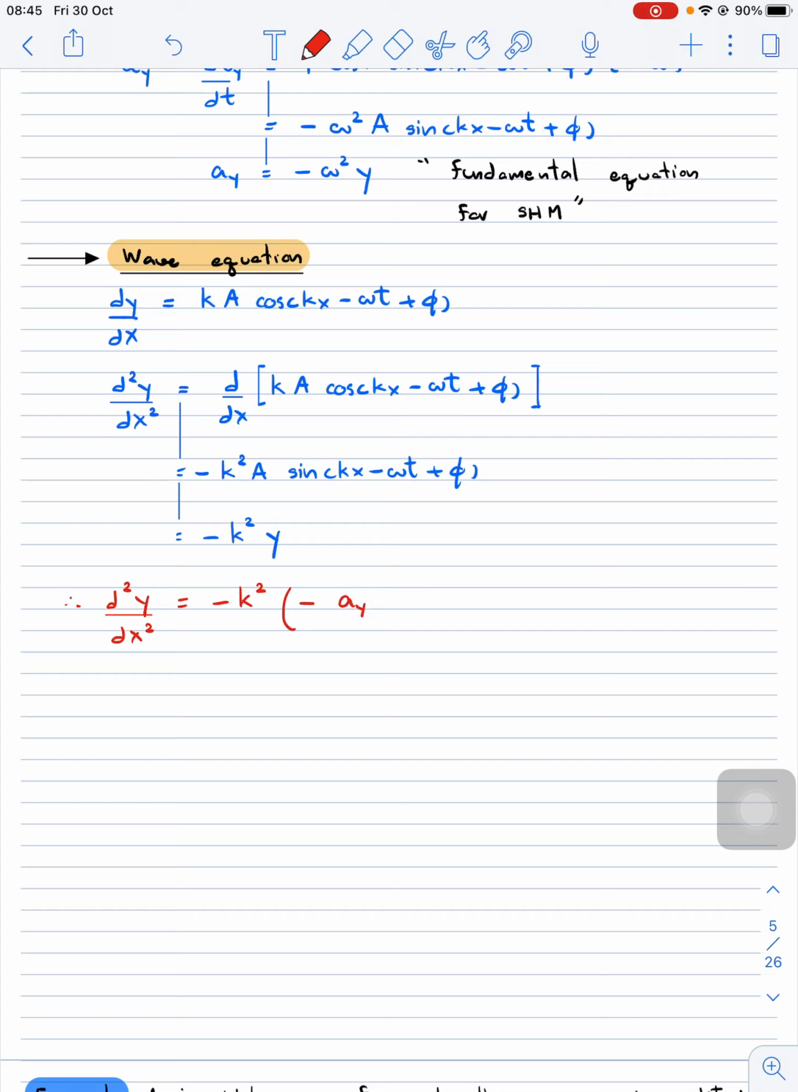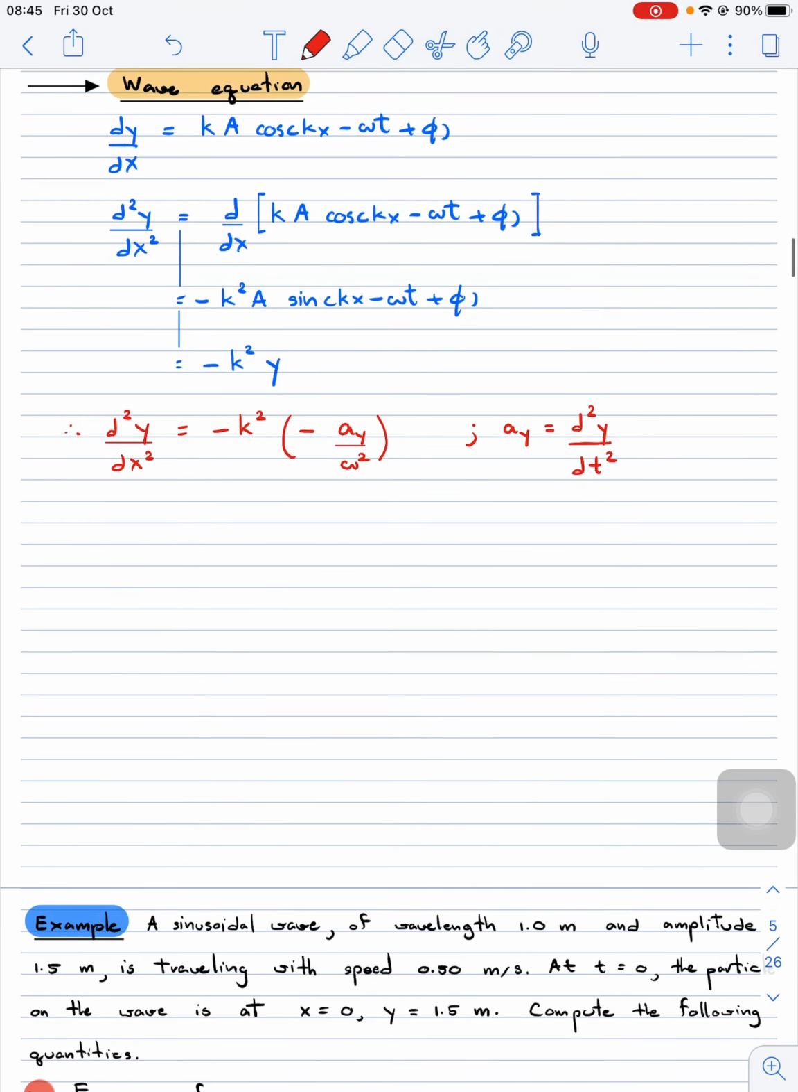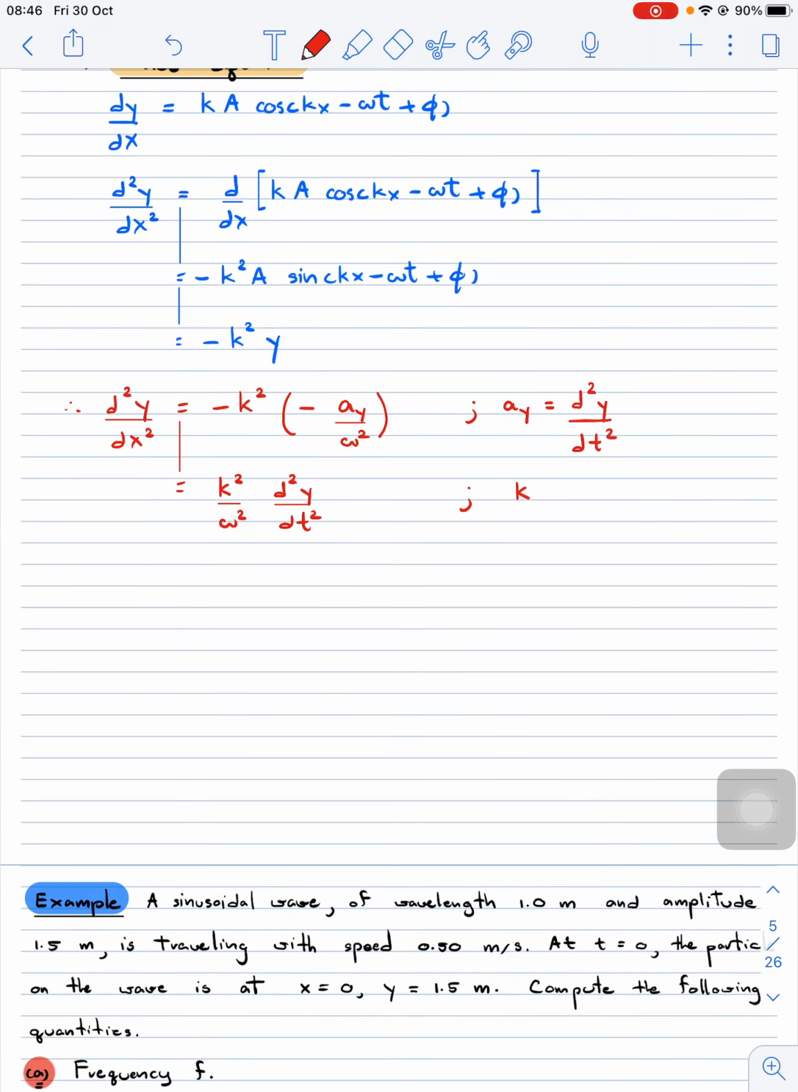So now for the y, it's equal to the negative of A y over omega squared. But don't forget that A y is equal to what? A y is equal to d squared y by dt squared. So then here, the minus and minus signs combine to be a plus, equal to k squared over omega squared times d squared y by dt squared. So now this ratio k over omega is equal to 1 over v, because k is equal to omega over v.